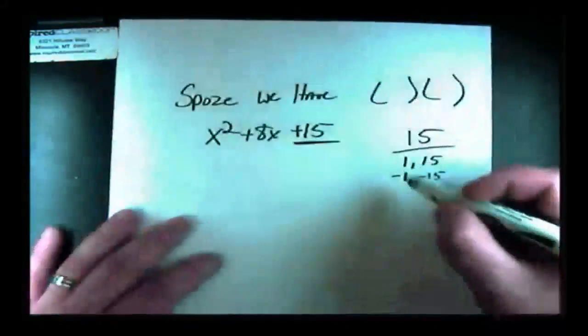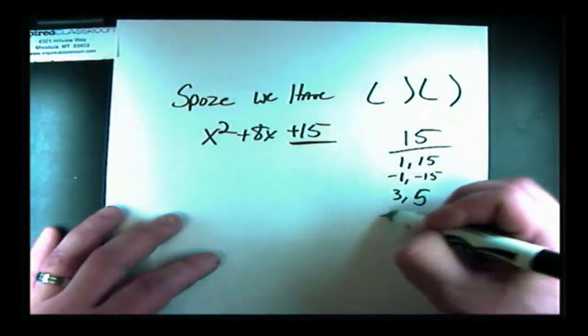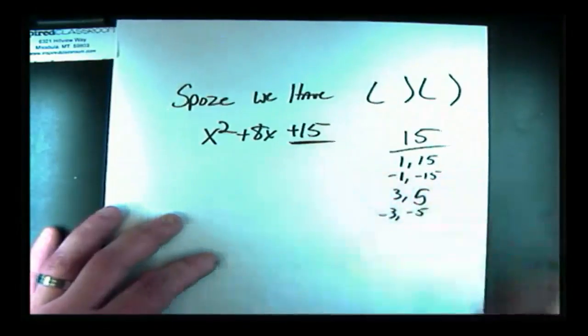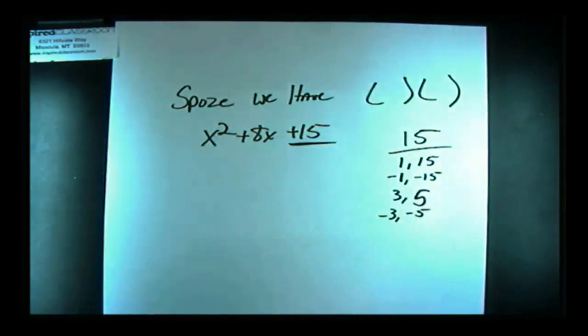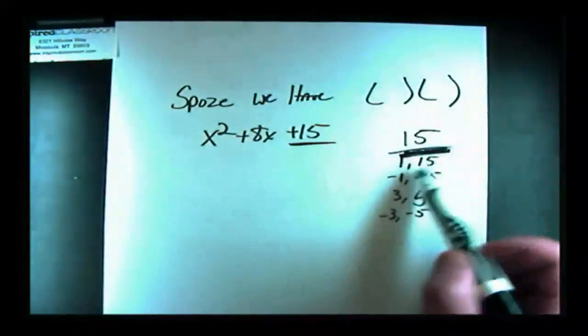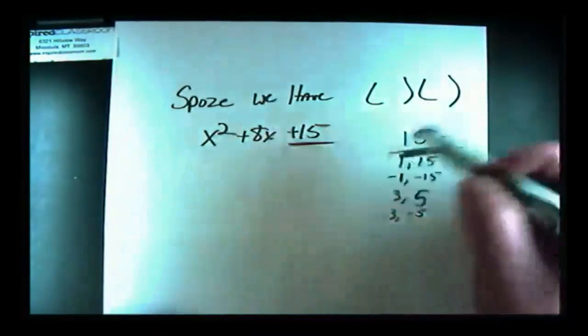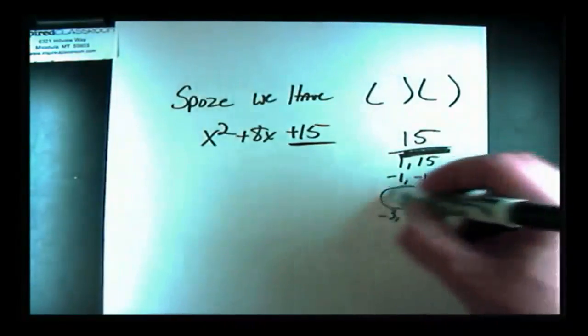Then there's this one, 3 and 5, and negative 3 and negative 5. And then I'm thinking for 2, no, it's odd, so it's not even. So 2, 3, 4, 5. 5 is in there already, so I'm done. I found my factors. So what am I going to do now that I have this factor list? I'm going to look and find out which one adds to my middle term.